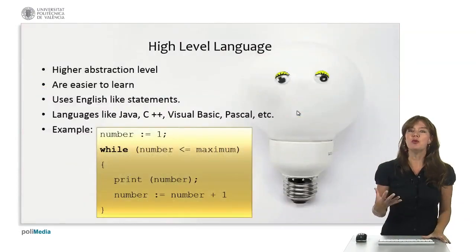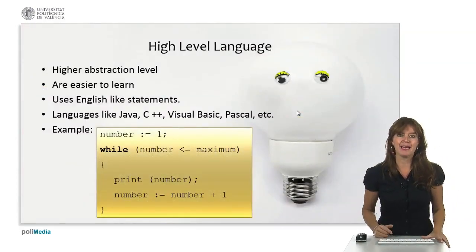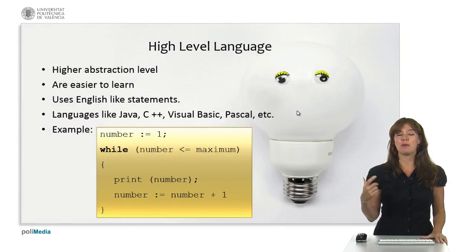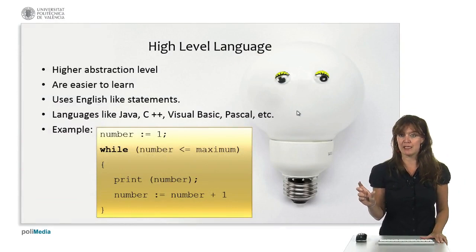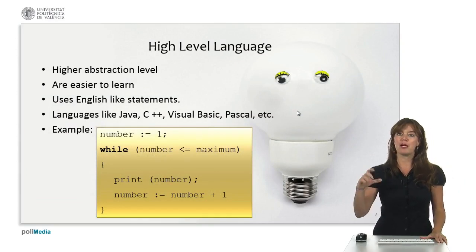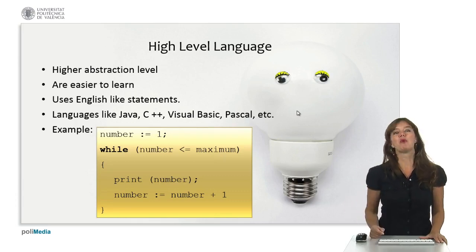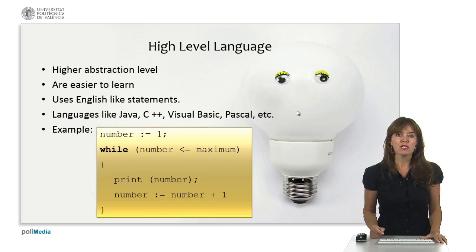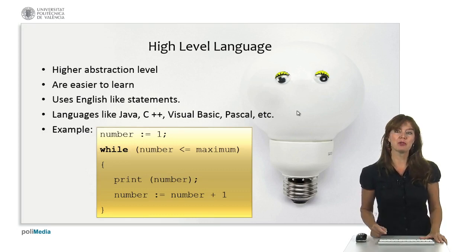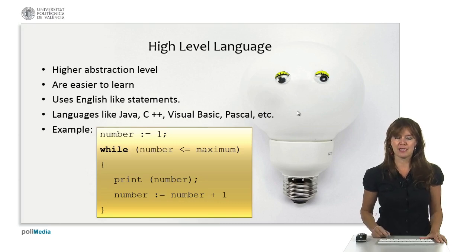The languages that humans, programmers, use are more high-level languages. They have a higher abstraction level. We don't think in processor registers and comparing values. We are at a higher level, and this is easier to learn because we use English-like statements. We see an example here in the yellow box of a Java program that prints some numbers. Later on we will see more examples and explain the statements that you can see here.